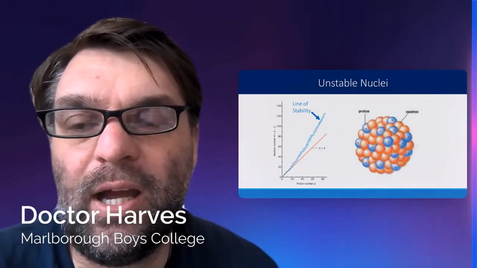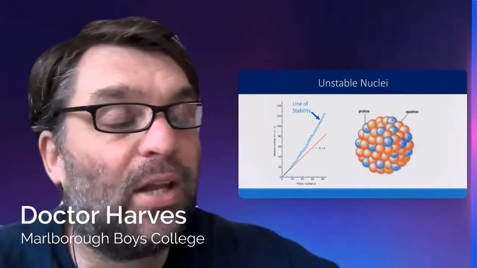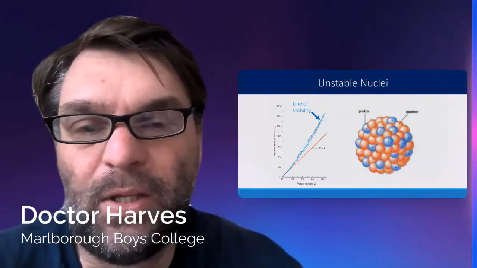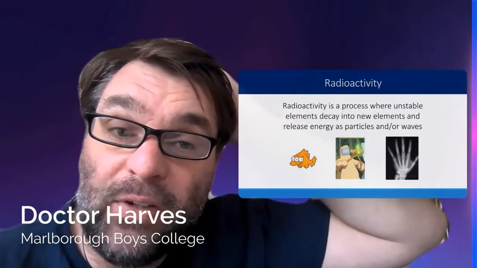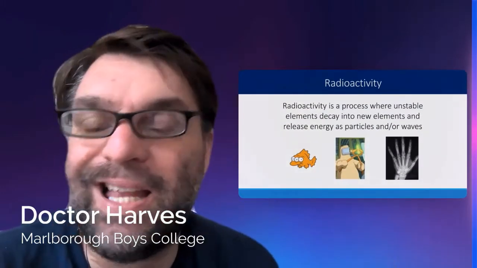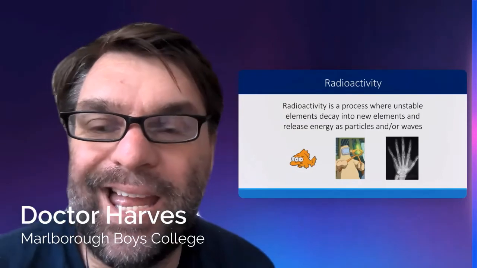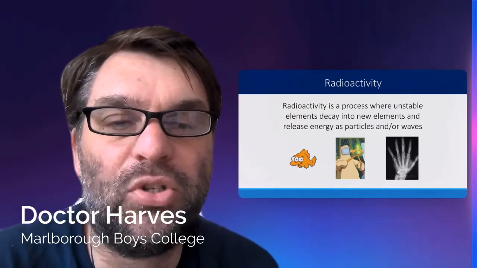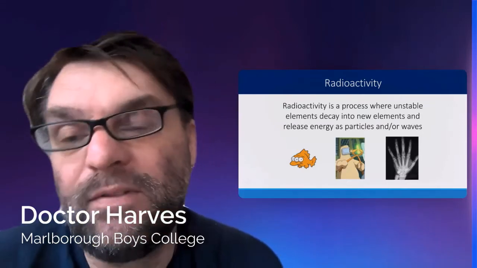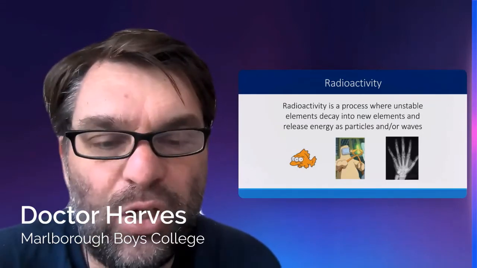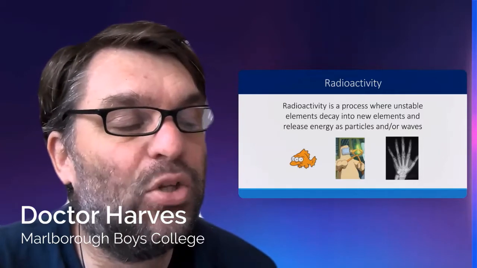Basically, nuclei eject particles until they become stable. That's what that graph also represents. So radioactivity, by definition, is the process in which unstable elements decay or break down into new elements, and they release energy as particles and/or waves. They usually do that as a combination, and we'll look at that in more detail soon.